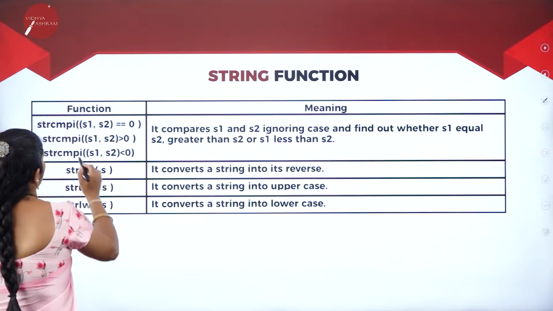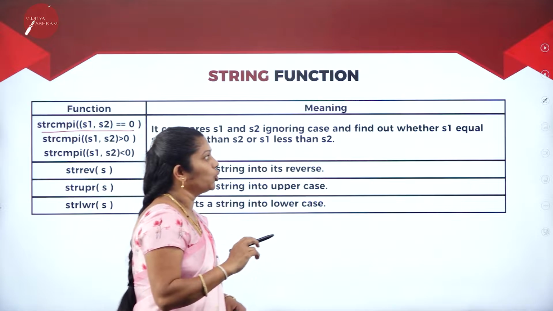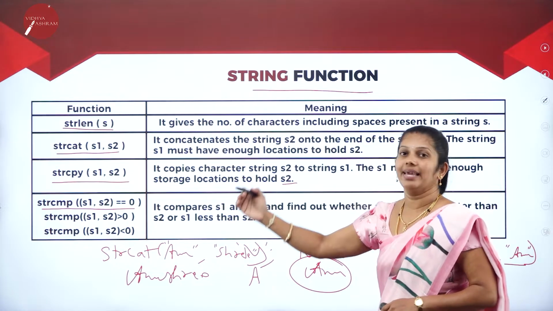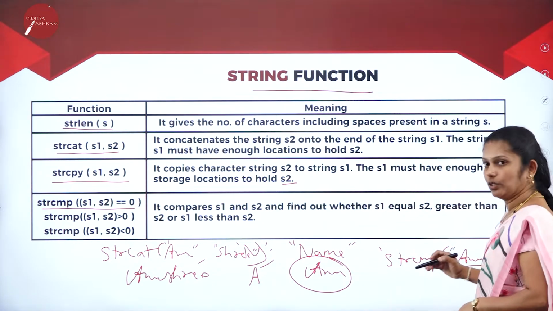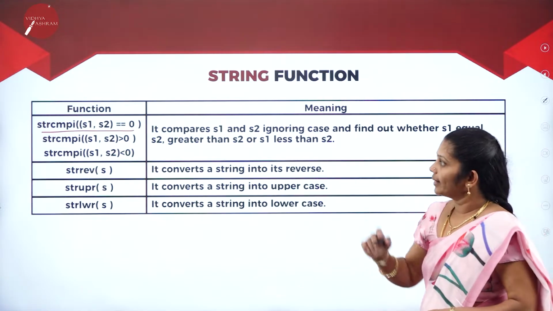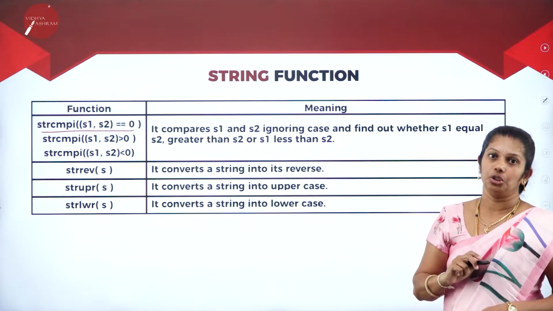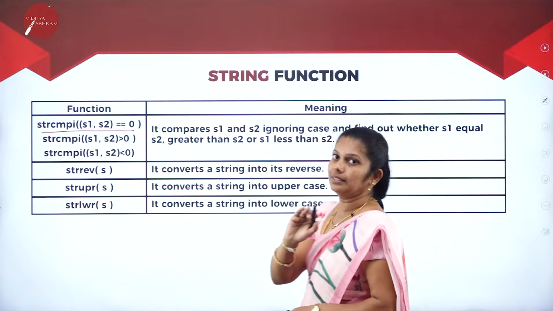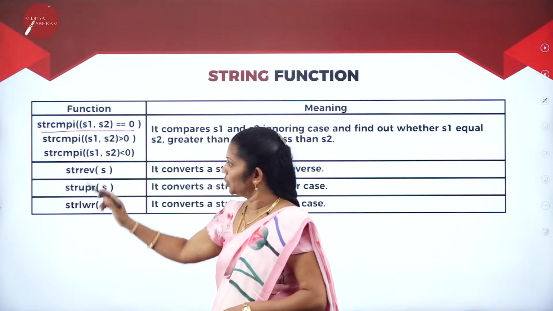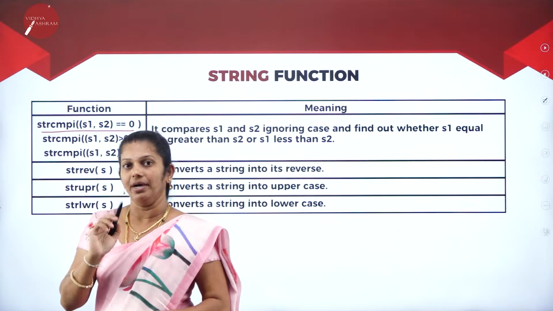And the next string function is string compare I. String compare I ignores case and finds out whether S1 is equal to S2, whereas the previous one is case sensitive. If I write one string in small letters and another in uppercase, then it will give a different value. Whereas string compare I ignores the case; if you write in small letter or capital letter, that doesn't matter. String compare if it is equal to 0, string compare I if it is greater than 0, or less than 0. Mainly, string compare function helps to compare the two strings.